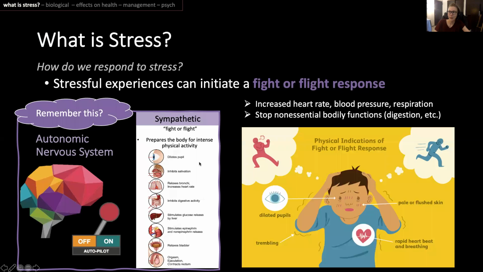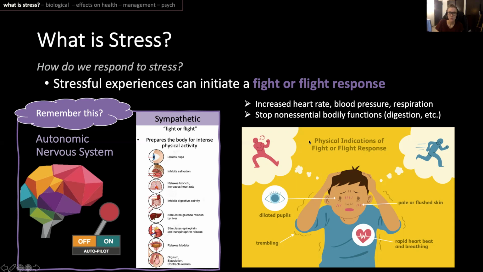So that's exactly what happens. We respond to stress by having an increased heart rate, increased blood pressure, higher respiration and breathing. And we stop those non-essential bodily functions, those functions that are handled by the parasympathetic nervous system, things like digestion, for instance. So this is what happens physically when we have that stress response.